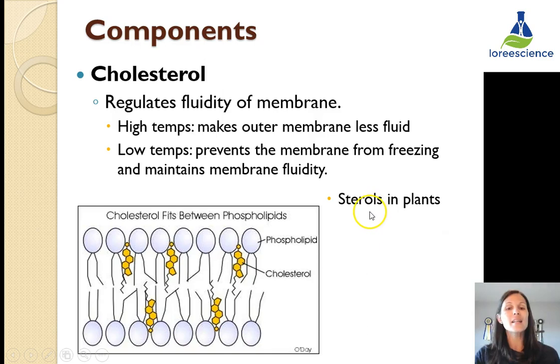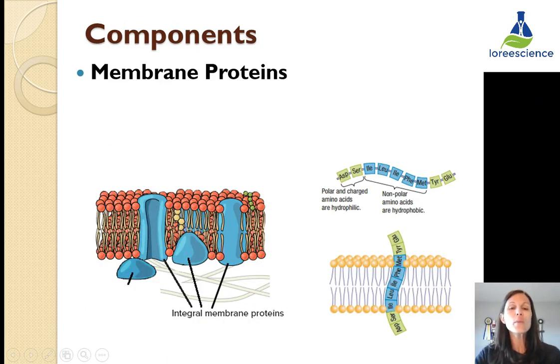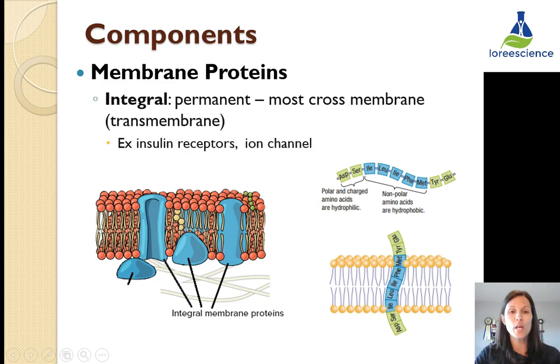In plants, instead of using cholesterol, they use sterols, but they serve a similar function as cholesterol in animals. Membrane proteins within the membrane: there are two major types. The first type are known as integral proteins, meaning that they are permanently embedded in the membrane. Most of them cross completely across the membrane, or are what are known as transmembrane. Some of them, however, do not. Some common examples would be insulin receptors and ion channels.